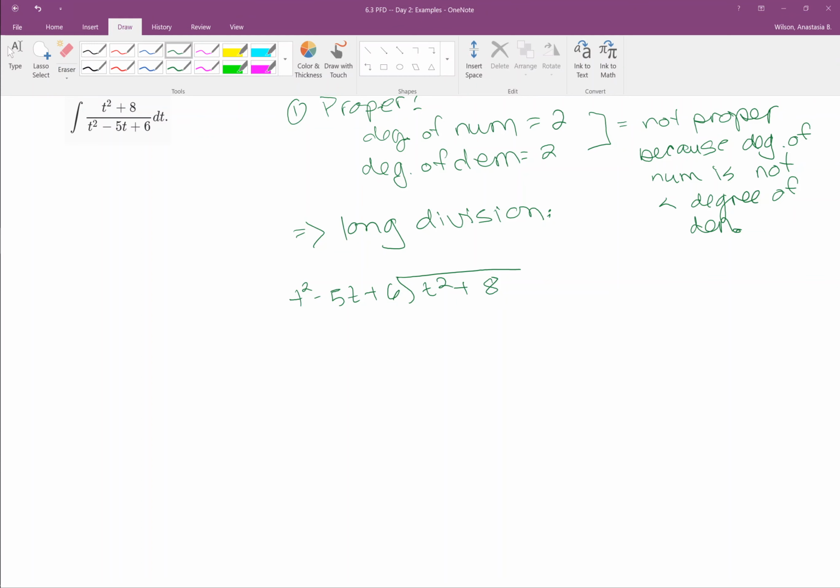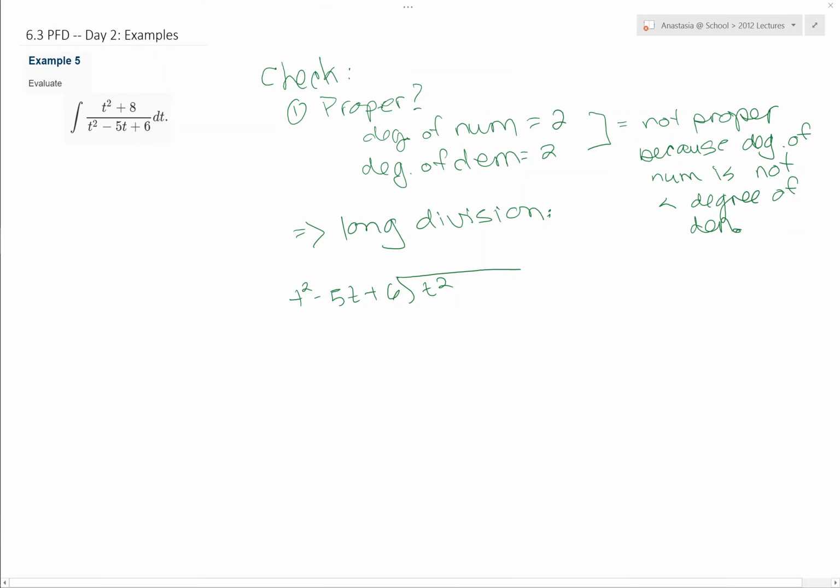Now remember, with long division, we are going to insert any missing pieces that we have, so that would be plus a 0t here. Now we need to multiply t squared by 1 in order to get t squared. So we will have a t squared minus 5t plus 6, and we are going to subtract this. The t squareds cancel. We end up with a positive 5t when we distribute the negative. And then we'll have 8 minus 6, which is going to be plus 2.